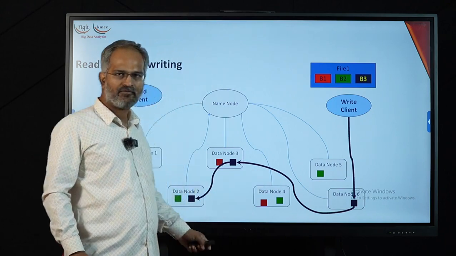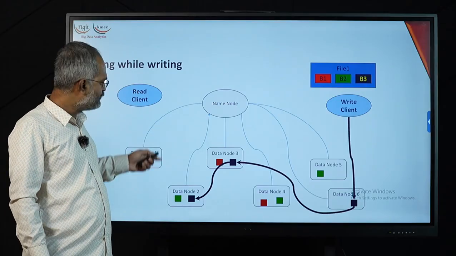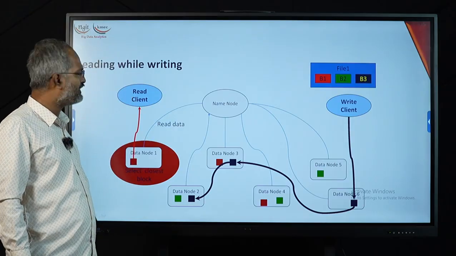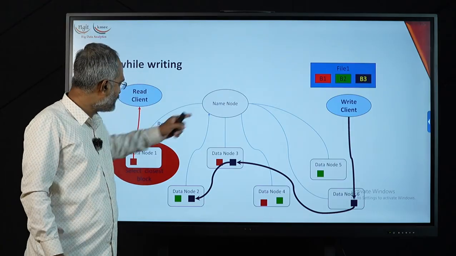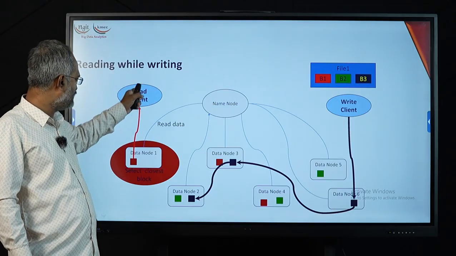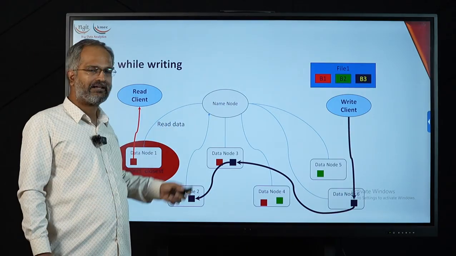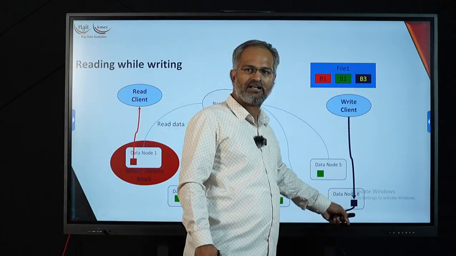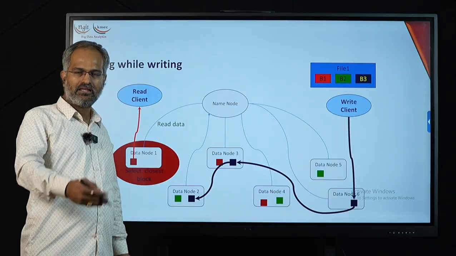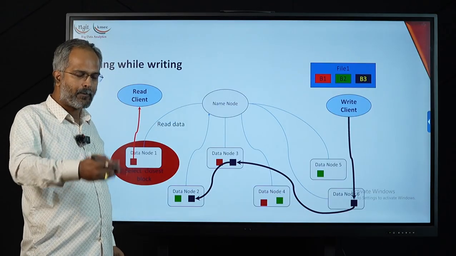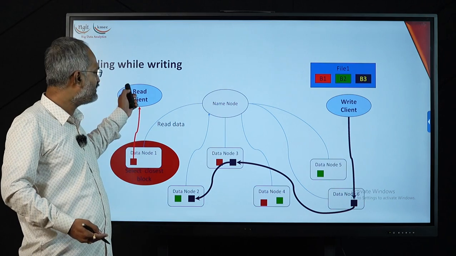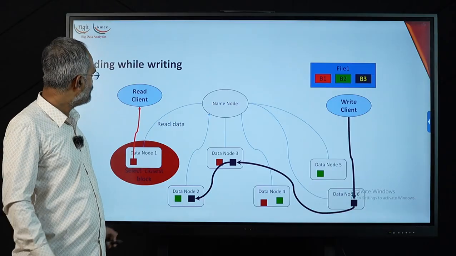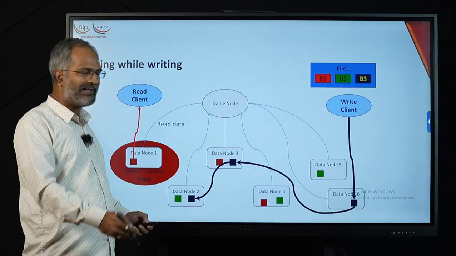At the same time, if any other user wants to read the file, the reader client can read the data from the completed blocks. So it can read the data from the first block and the second block also. It only cannot read the block which is still being written. So even while the write operation is in progress, the read client can read data from the same file. So this is read while writing.